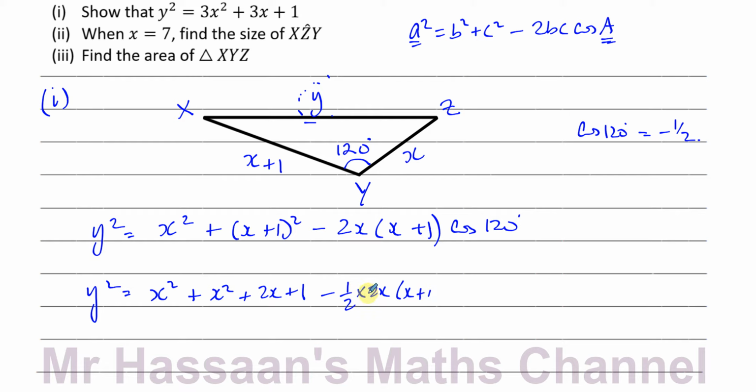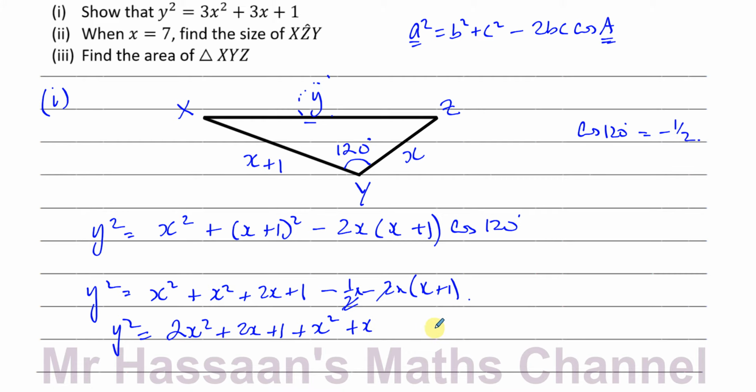So minus a half times minus 2x, sorry, times x plus 1, because there's already a negative here. So you have minus a half times minus 2x times x plus 1. Okay, so that's going to give you plus x. The 2s will cancel, giving you plus x here. So you've got y squared equals x squared plus x squared, which is 2x squared, plus 2x plus 1. Minus and minus is plus, so you're going to have plus x times x, which is x squared, and plus x times 1, which is x.